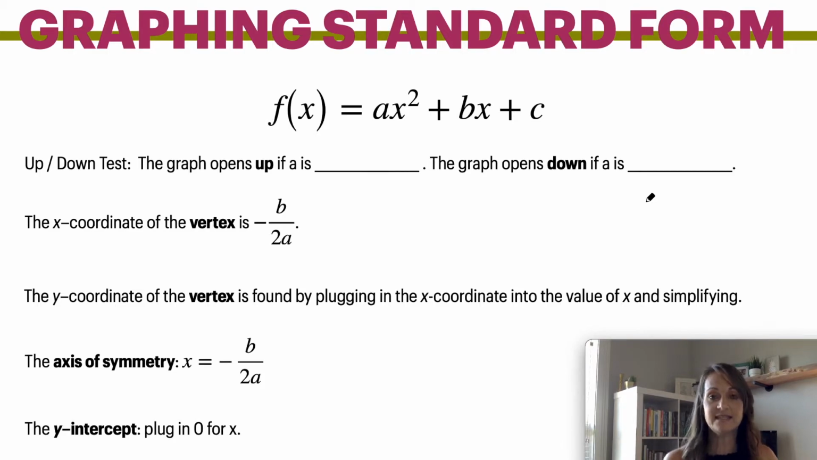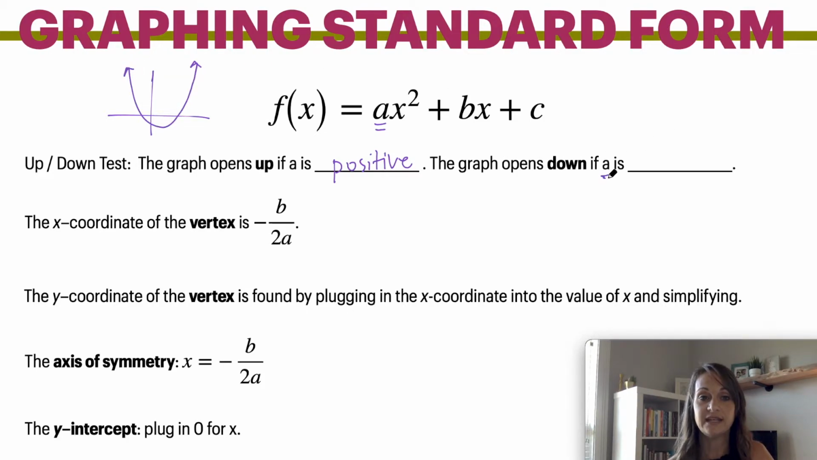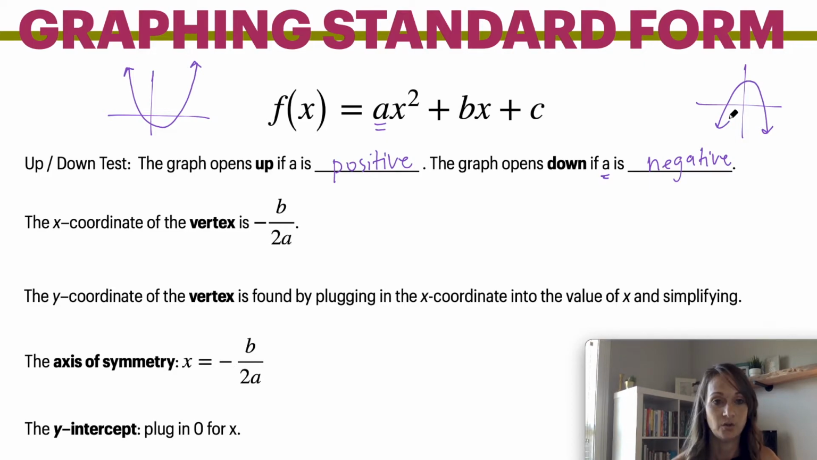To graph any standard form of a parabola or a quadratic, the first thing you're going to do is figure out whether the parabola is going to open up or open down. So the graph will open up if a is positive, meaning the graph will go up in some way. The graph opens down if a is negative. So for example, if a is a negative value, the graph will go down.